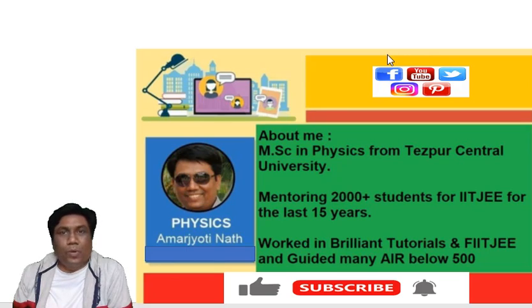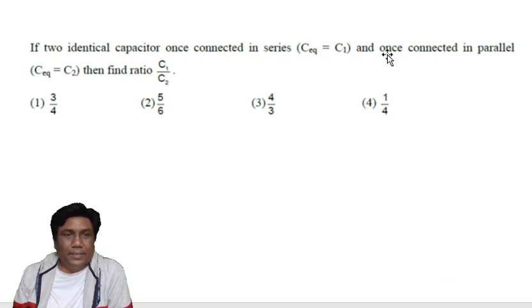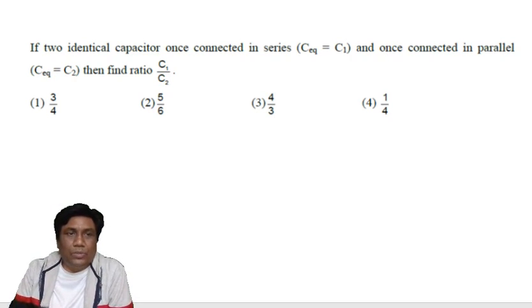In fact, today's problem is the main problem of the 24th of February. Okay, the problem is this: if two identical capacitors, once connected in series, the C equivalent is C1, and once connected in parallel, then C equivalent is C2, then find the ratio C1 to C2. Well, that is the question.